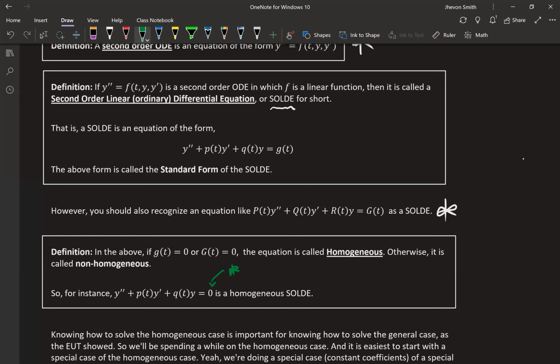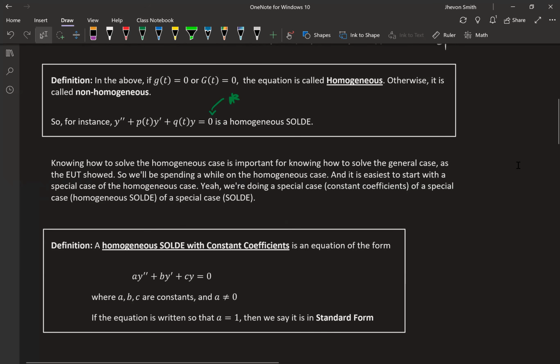Now, knowing how to solve the homogeneous case is super important. In fact, we need to know how to do that in order to solve the general case. So for a while, we're going to focus on homogeneous differential equations. Also, solving it with general functions in the p and q is in and of itself difficult. So we're going to break it down further and study a special case of the already special case: homogeneous second order linear differential equations with constant coefficients.